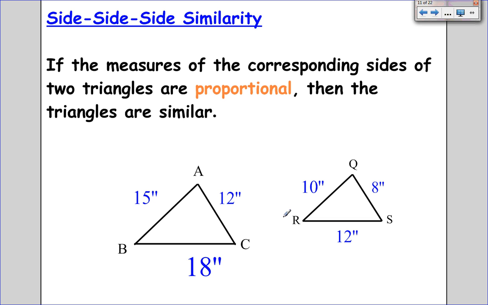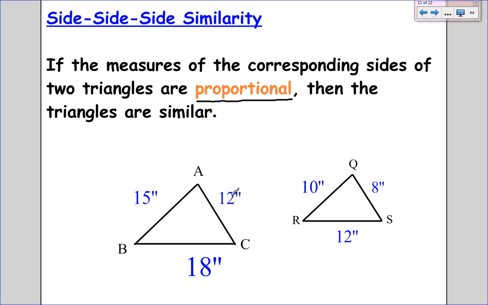The second one we're going to look at is side-side-side similarity. Once again, this is not congruence, but similarity. If the measures of the corresponding sides of two triangles are proportional, where they're proportional, not congruent, then the triangles are similar. So we have to check all three sides to see if they're proportional. We want to line up the smallest side with smallest side, middle side with middle side, biggest side with biggest side, because the triangles could be rotated or reflected.